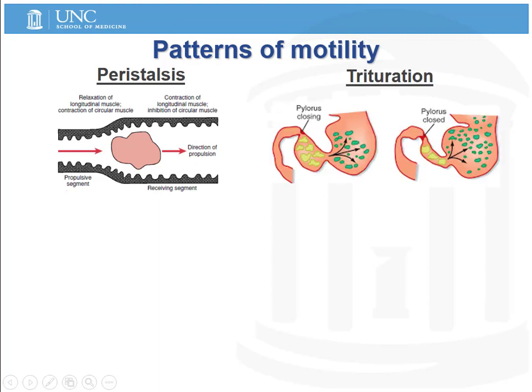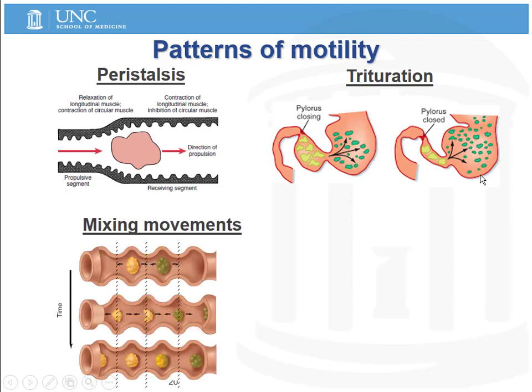Trituration is the process of crushing and grinding ingested food by the stomach, and it decreases the particle size and increases the surface area to improve the efficiency of digestive enzymes in the stomach. Segmental contractions are mixing contractions in a local area that don't promote forward movement. So during segmentation, there are alternating contractions of the circular muscles to divide and mix those luminal contents. This type of movement is common in the small intestine.